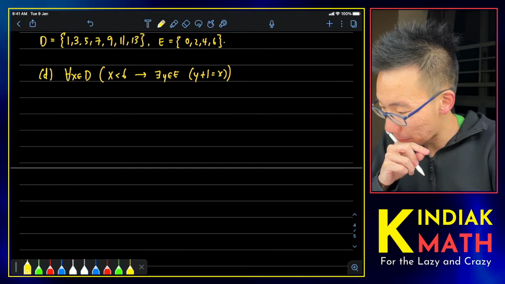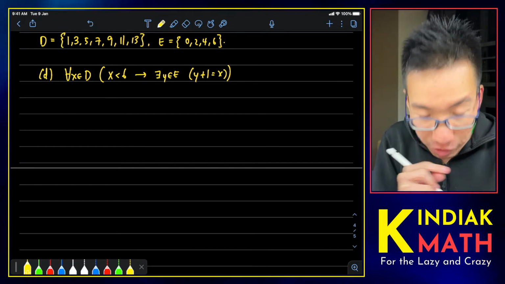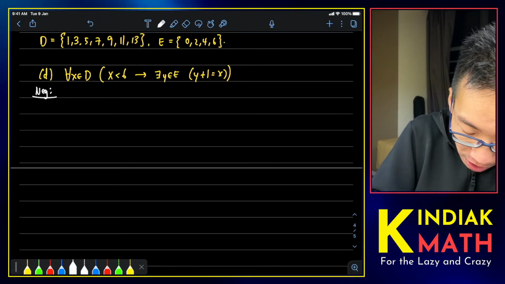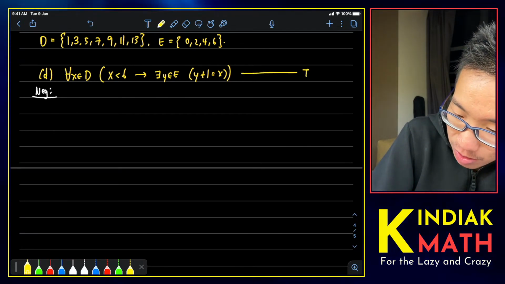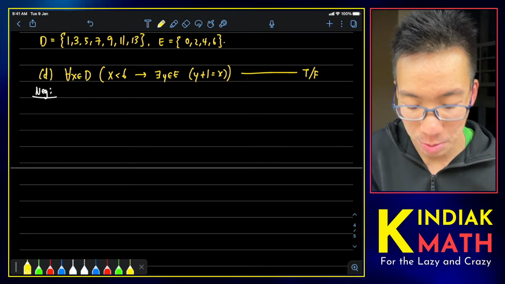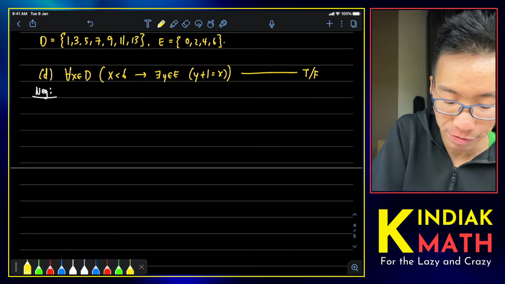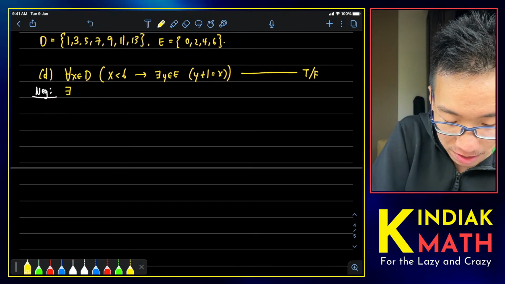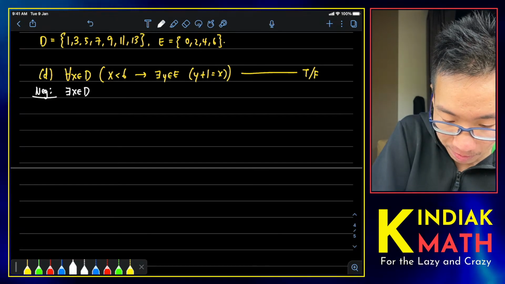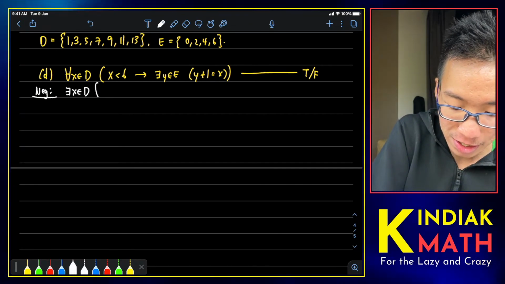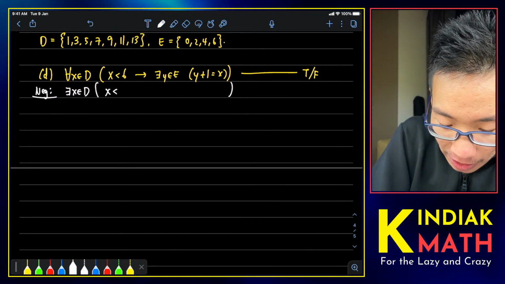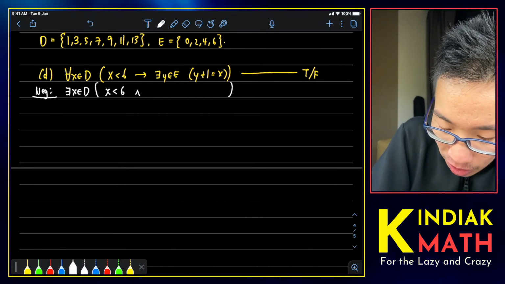Well, we first need to negate this statement. And then we need to check whether it's true or false. So let's do this slowly. Now to negate the statement, we flip the for all to there exists. Let me write that in this color. And to negate an implication is going to be P and not Q.